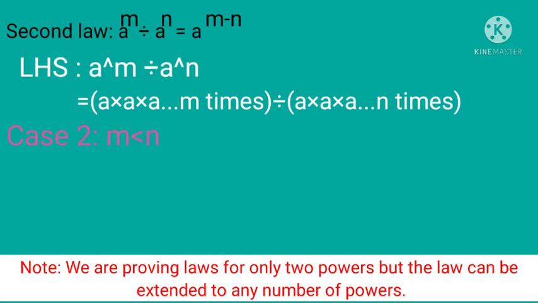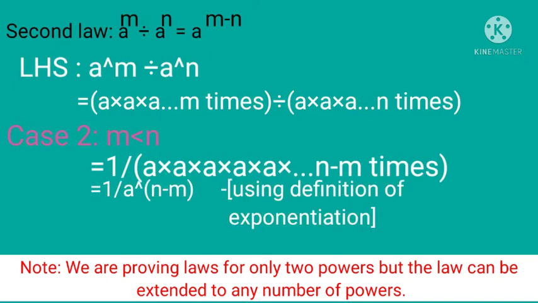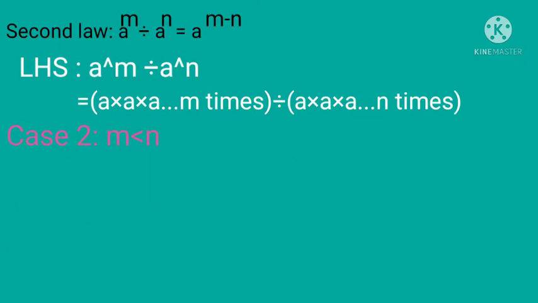Case 2, when m is less than n. This implies the number of terms in the denominator is greater than the number of terms in the numerator. Denominator has n minus m terms more than the numerator. Hence we can write it as 1 over a up to n minus m terms, which can be written as 1 over a to the power n minus m using the definition of exponentiation, and further written as 1 over a to the power negative of m minus n. Here we are defining a new term: a to the power negative m is equal to 1 over a to the power m.